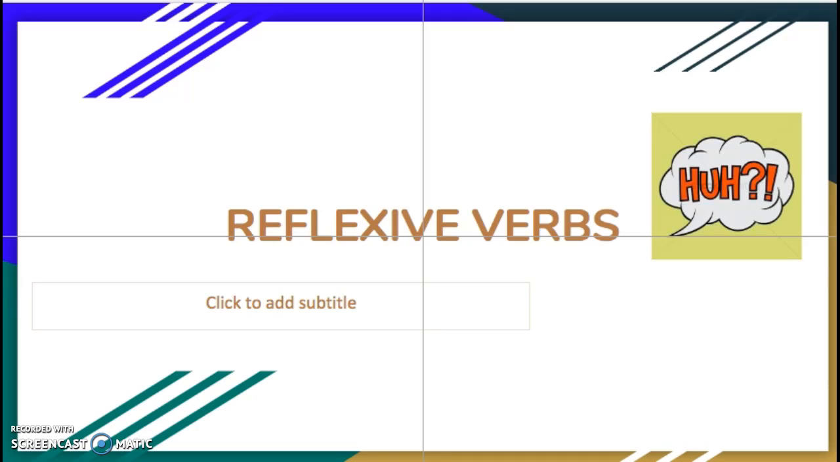In case you just need a refresher. Reflexive verbs seem intimidating and complicated, but they're actually not. So let's go through it. We'll get a little practice, and if you have any extra questions, please text me.